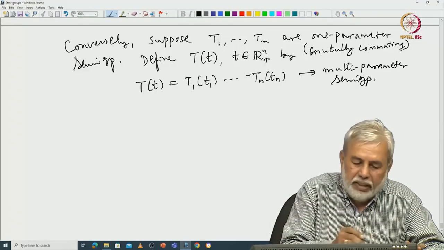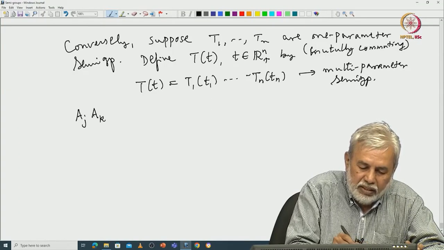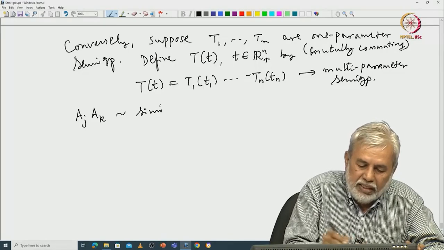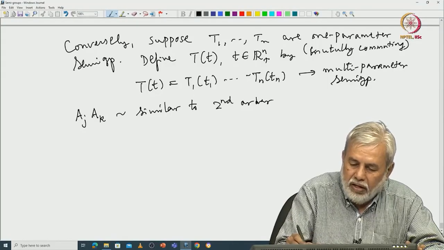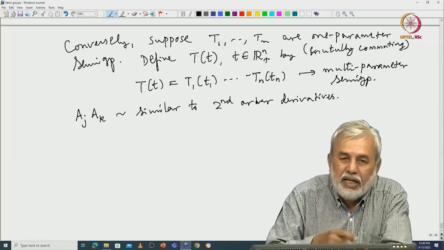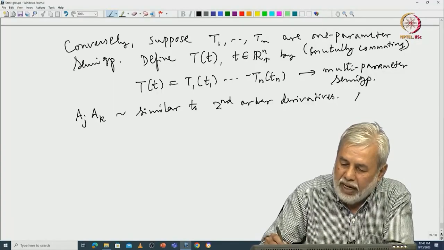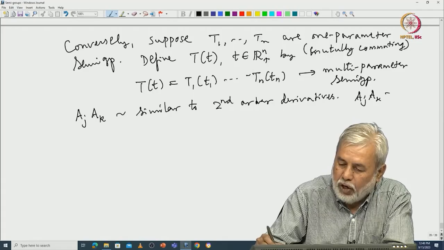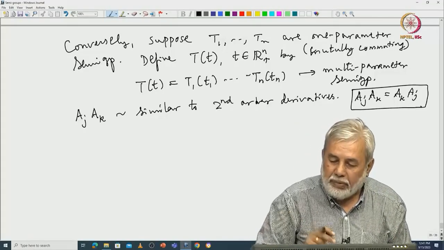So you also get these second order derivatives A_j A_k. The generators are similar to second order derivatives. Now you can even define weak derivatives and other things by taking translation semigroups. These are unbounded operators, you can just check that. Check this carefully. So equality of mixed second derivatives is similar to that.